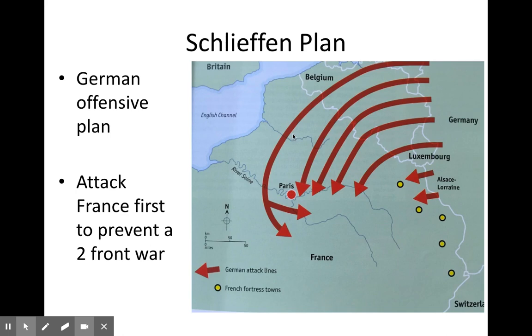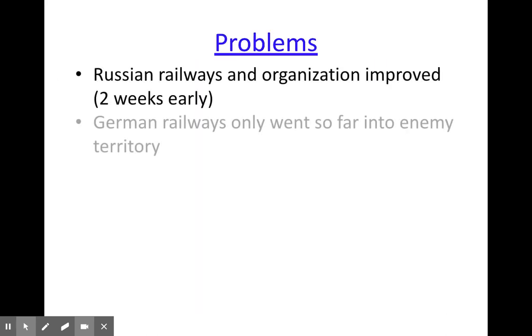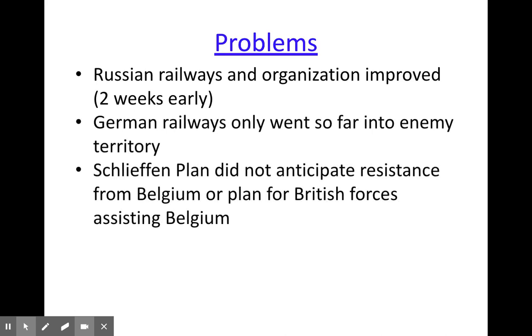Their goal here is to basically loop around. You can see that this flank has the toughest job: to loop all the way around Paris, to seize the capital city, and then they would be able to win the war. Okay, this doesn't happen. I've already showed you that there's going to be two fronts of the fighting, and that's because some specific problems develop. So here are some of the reasons why the Schlieffen Plan fails.